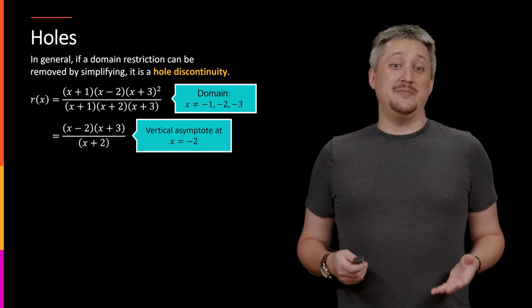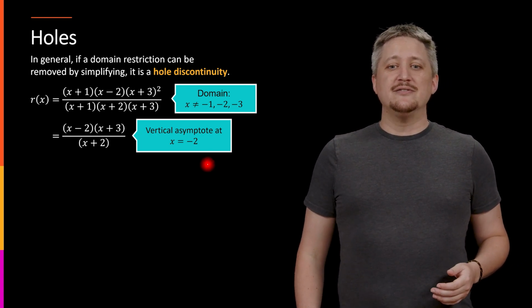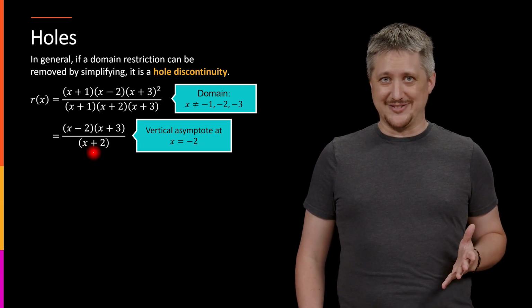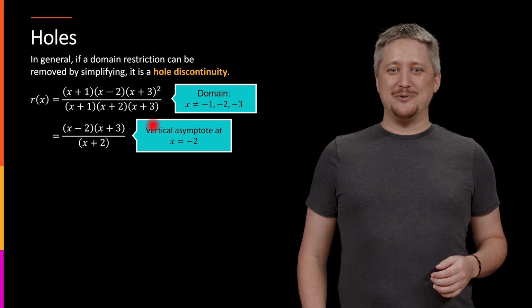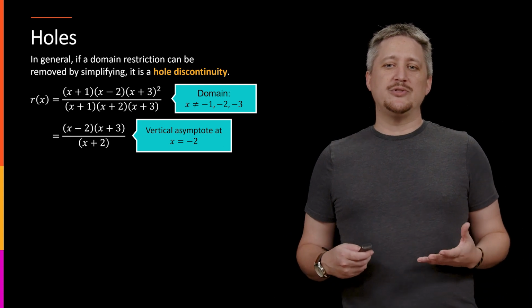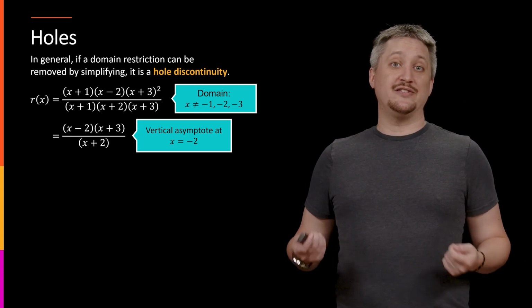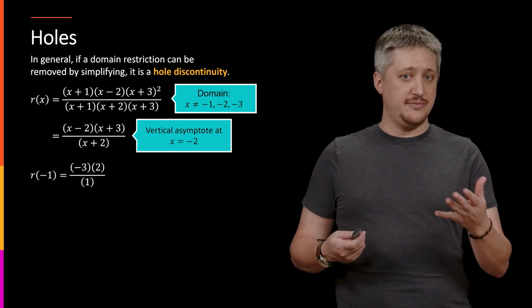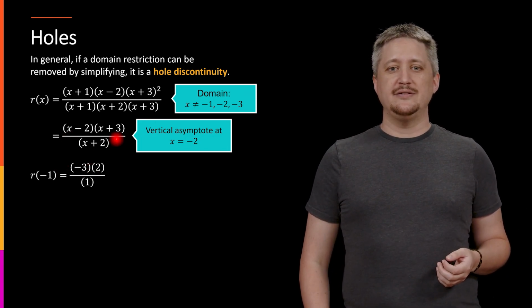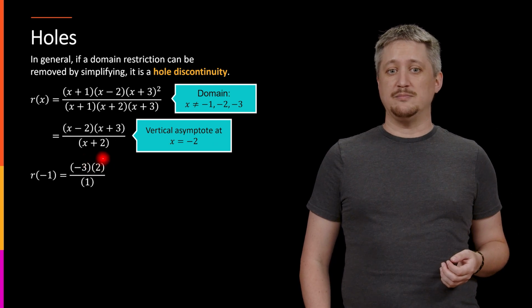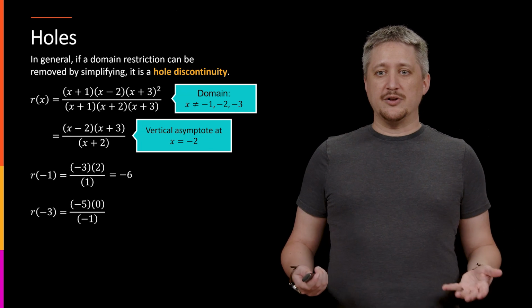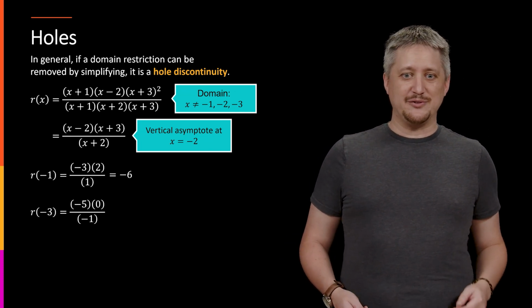But what about the other domain restrictions, right? So here, the x minus 2 domain restriction survived the culling process, but the x minus 1 and x minus 3 vanished, right? So what we want to do with those is plug those into the simplified version and see what we get. So if we plug in -1, we get -1 minus 2 is -3, -1 plus 3 is 2, -1 plus 2 is 1. That gets us -6, right? Likewise, if we plug in -3, we get -5 times 0 over -1.